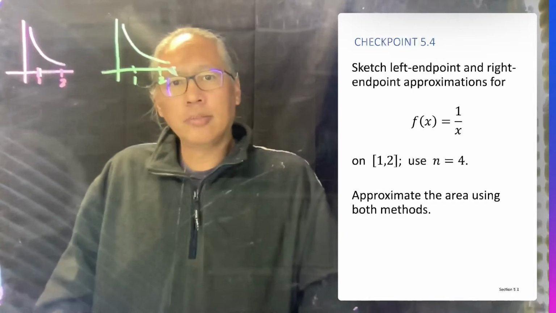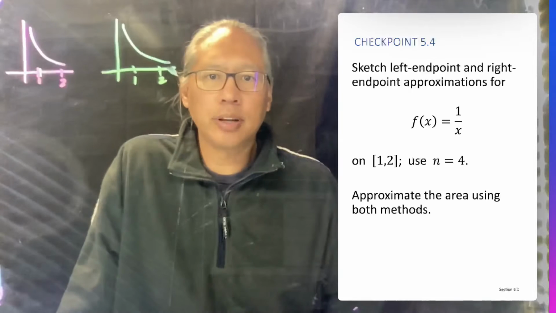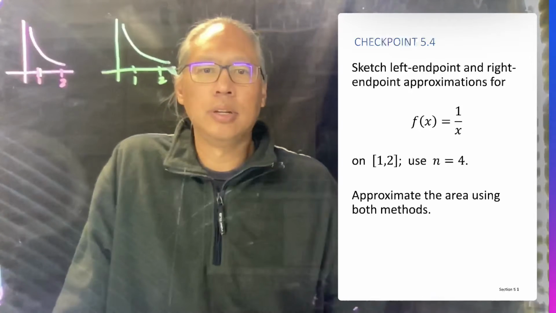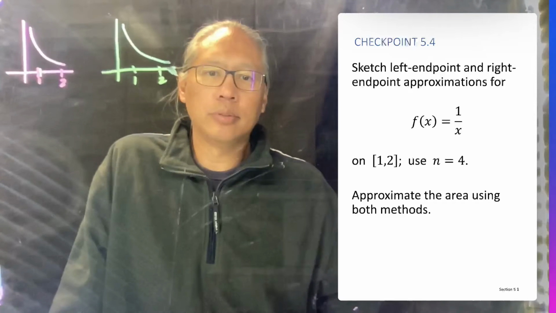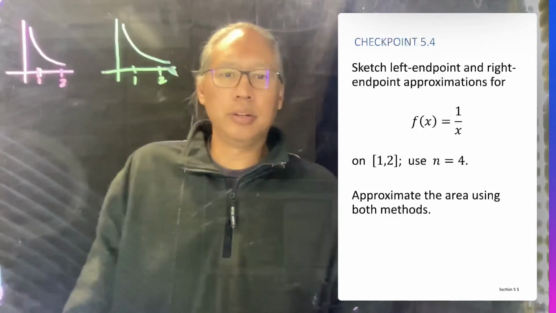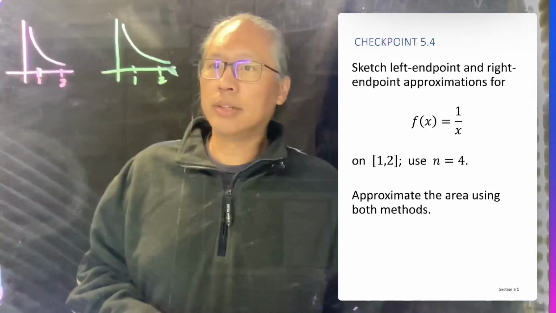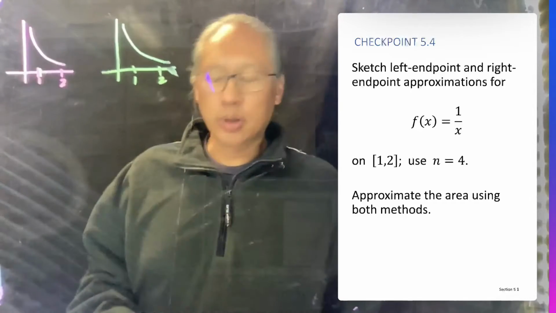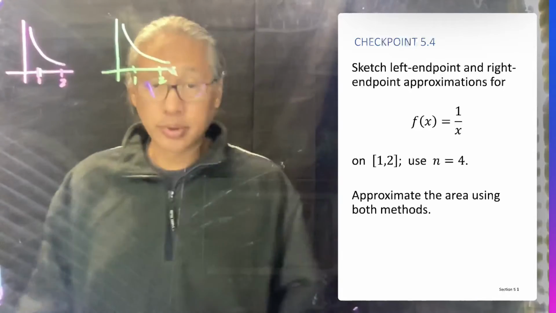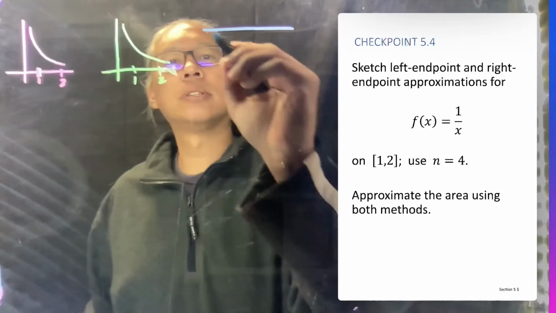Hi, this is checkpoint 5.4 from section 5.1. They want us to sketch the left and right endpoint approximations for f of x equals 1 over x on the interval 1 to 2 with n equal to 4, and then approximate the area using both methods. Here are a couple of drawings of 1 over x, and these are the intervals that we're going to work with. But before we actually work with those intervals, let's see that interval up close.